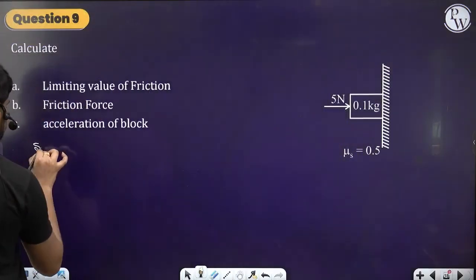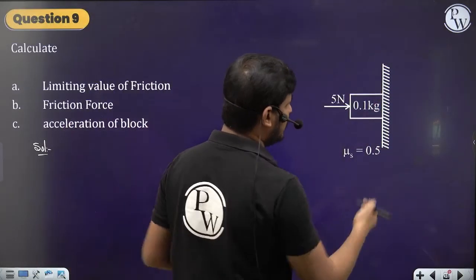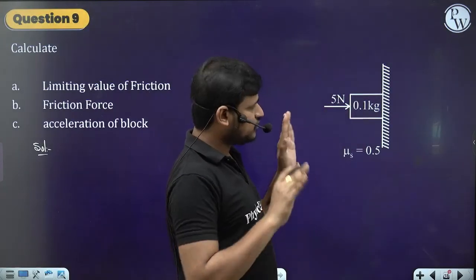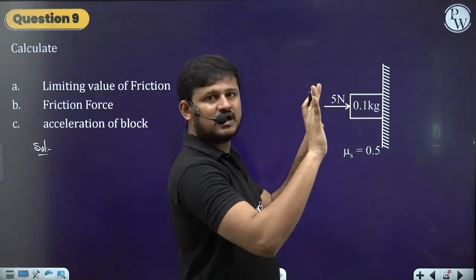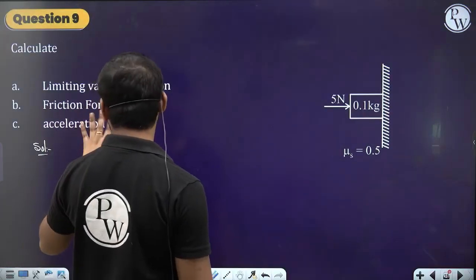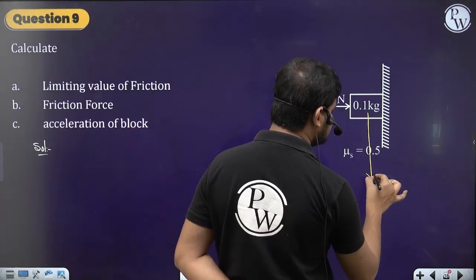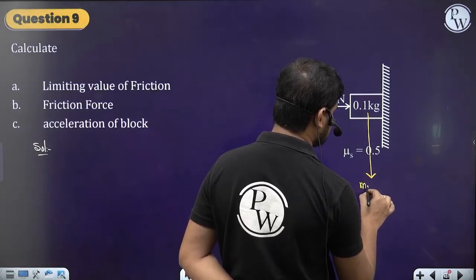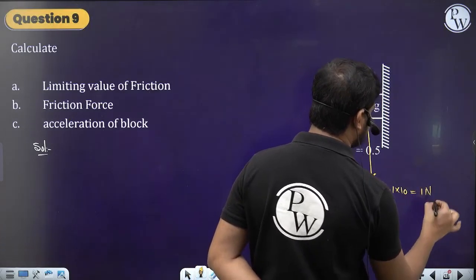So the 9th question, what does the question say here? See, here is a wall and you are applying the force. This is the object of 0.1 kg. You are applying a 5 newtons force, that means you are pressing the object against the wall. Then what is the limiting friction value, force, acceleration? First thing is, its weight acts downward. What is its weight? The weight mg is equal to 0.1 into 10, which is nothing but 1 newton.